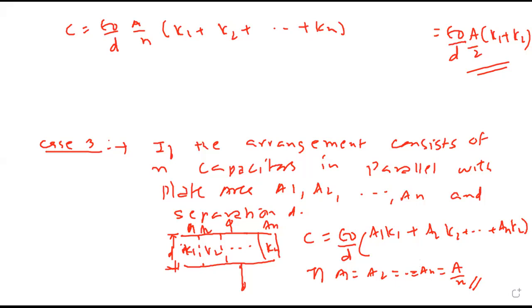So when it is series combination, we got area same, epsilon 0 same, and upon it became T1 by K1 plus T2 by K2 up to Tn by Kn. And in parallel, area is A by N, epsilon 0 by D, K1 plus K2 dot dot dot.